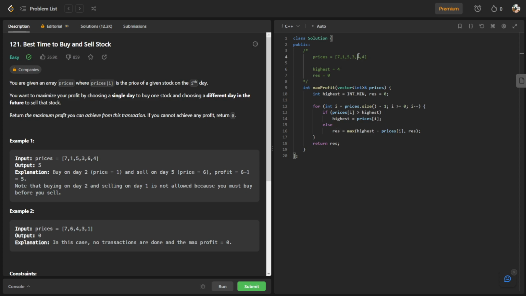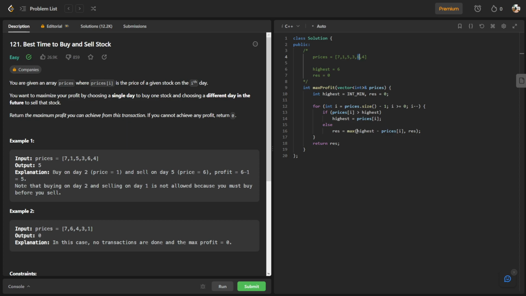After that, we move forward again. So 6, and since 6 is more than highest, the highest will be replaced with 6. Now we come to 3, and since 3 is lesser than 6, this means we could potentially buy the stock at 3 and sell the stock at 6.